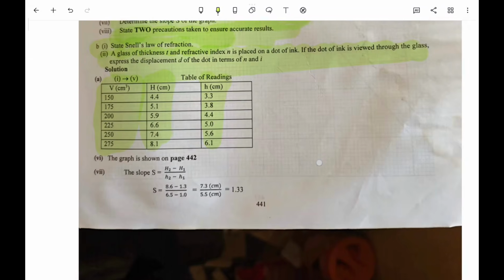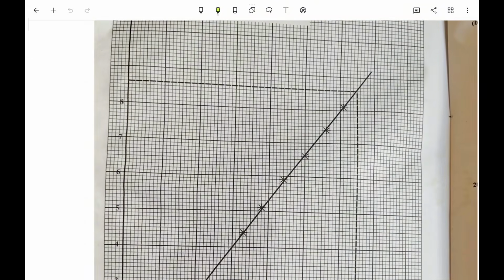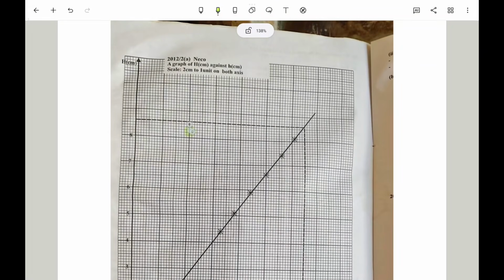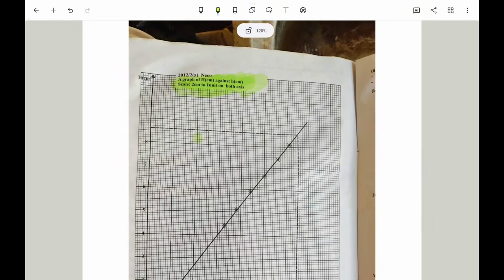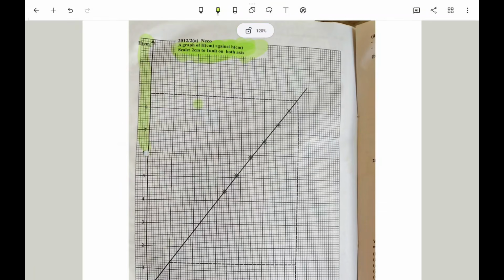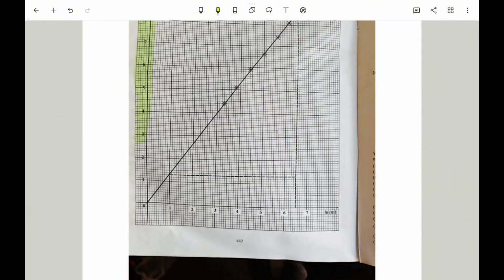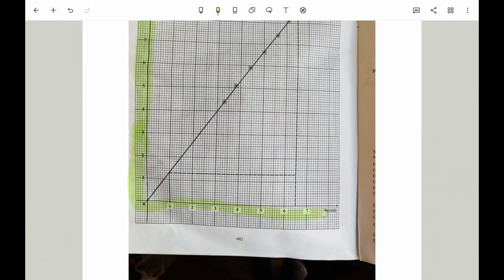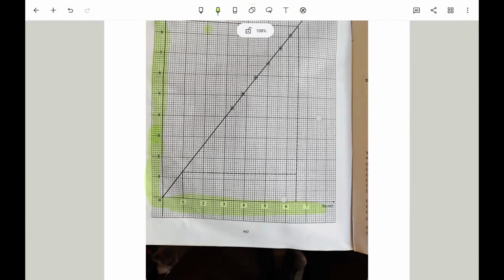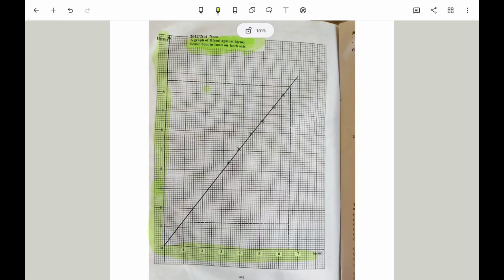Then if you're able to achieve that, this is how your graph will look like. Your title, a graph of H in centimeter against small letter h in cm. Then your SI units and scale will be captured. Make sure you use your graph properly. Use almost all the graph. Your graph of H against small h, and this is how your line of best fit is going to look like.